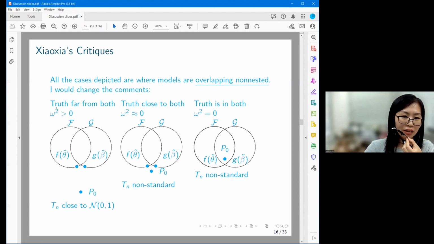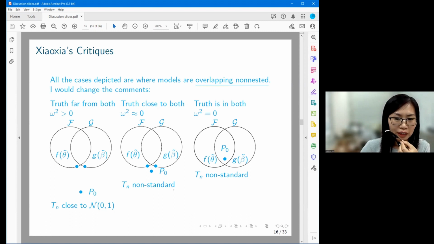In that case, the denominator of the Vuong test statistic has a limit that is positive. So that omega squared, the variance of the log density ratio, is positive. In that case, the distribution of Tn under the null hypothesis is close to standard normal. But in the other two cases, when the true value is close to both models, or when the true model is inside both models, then the distribution of the test statistic under the null hypothesis is not close to standard normal. It's in fact very non-standard.